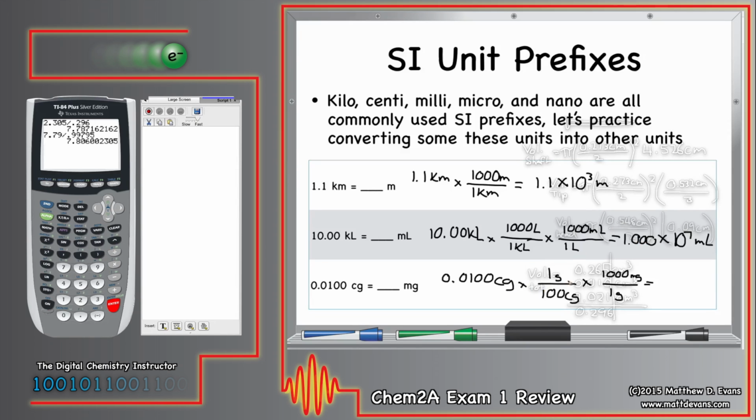Now this last one, I could probably do this without the calculator too. This is 1,000 divided by 100. That's 10. So all I have to do is move the decimal point 1 place. But I need to keep those 2 digits, those 2 zeros at the end here. But it is now milligrams at this point.